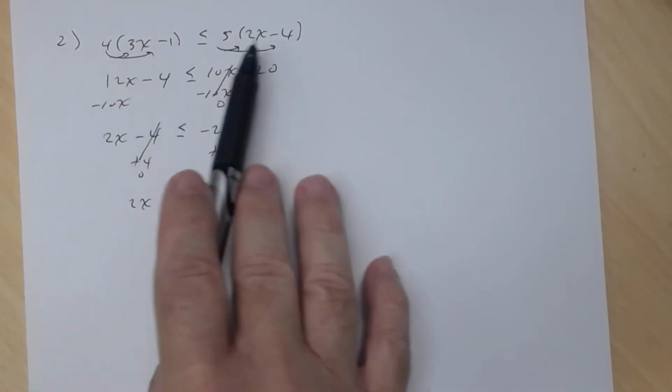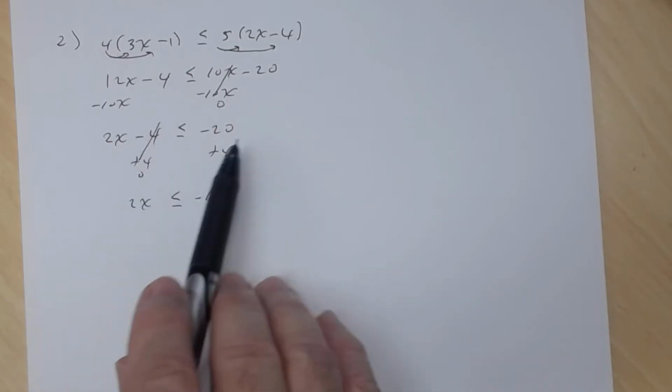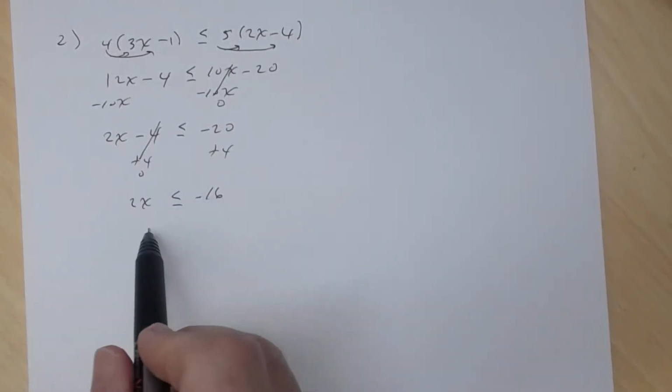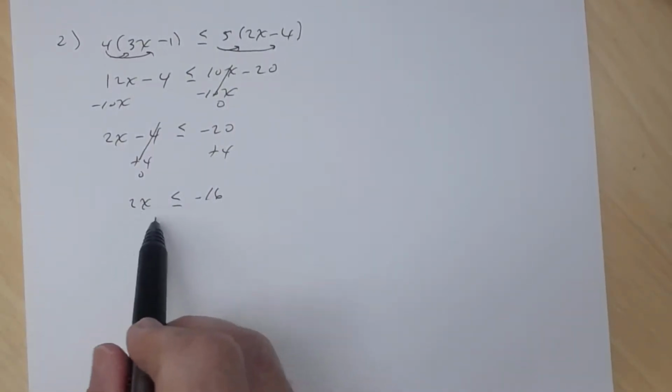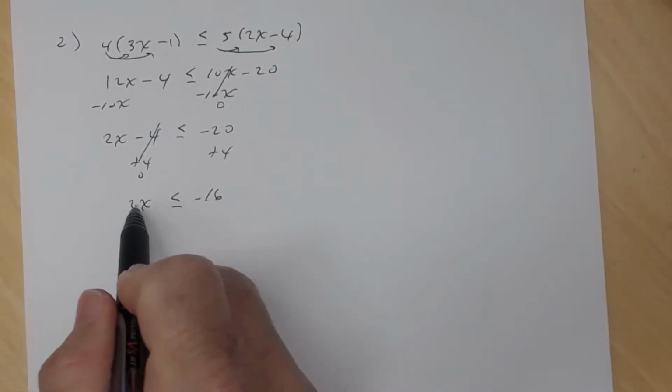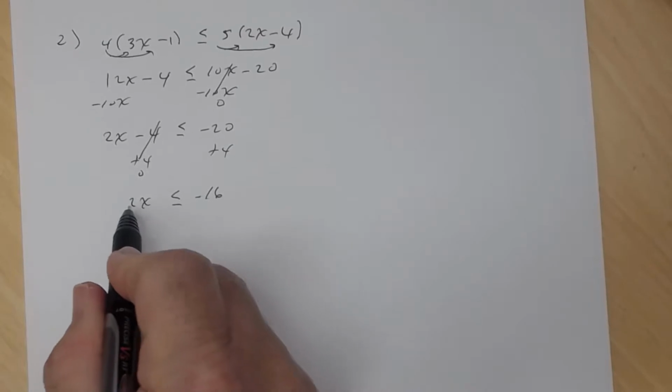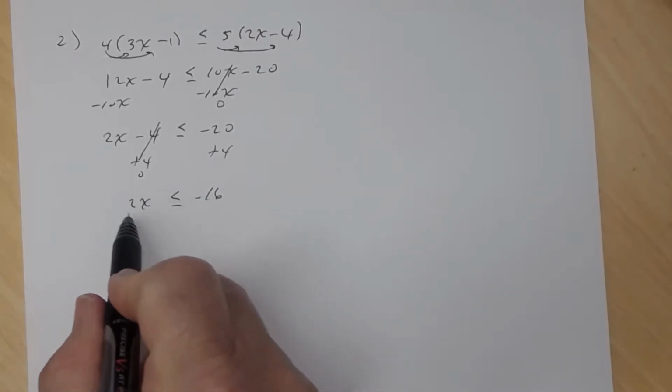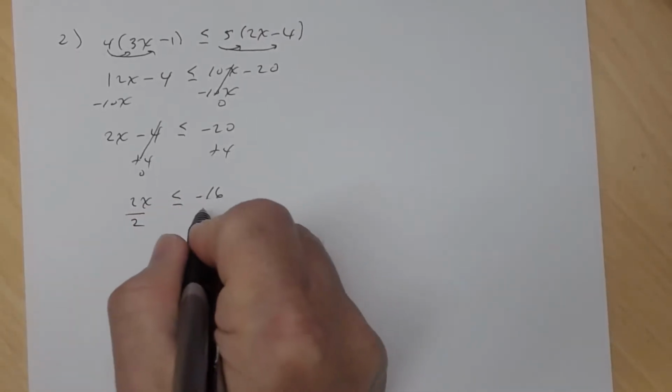That means that all these inequalities, the solutions are the same. So I'm almost to the point where I can determine very easily what the solutions are. So I've got to get the variable x by itself. Right now I'm multiplying by 2. The inverse operation is to divide by 2. So I'm going to divide both sides by 2.